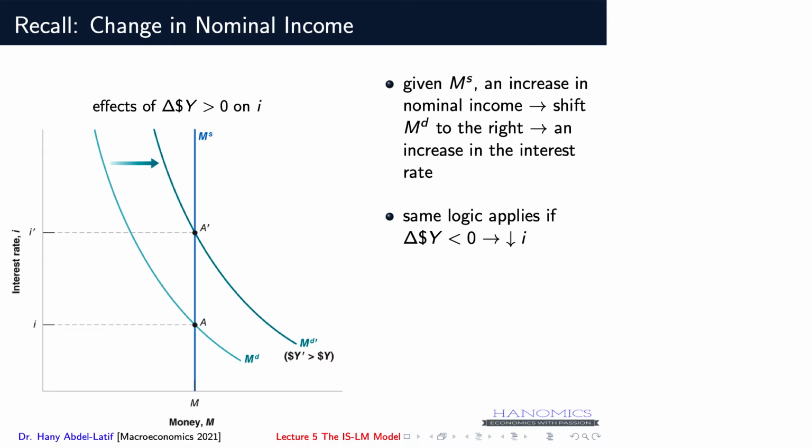So keep that in mind, because that's what we need to derive the LM curve: how changes in income would affect equilibrium in the money market. When income increases, that shifts the demand for money to the right, and obviously if income decreases, that will shift the money demand curve to the left. Okay, so we're just going to make a very simple modification to this.